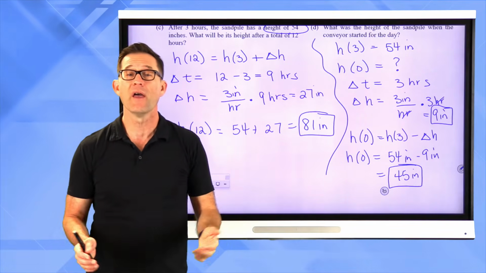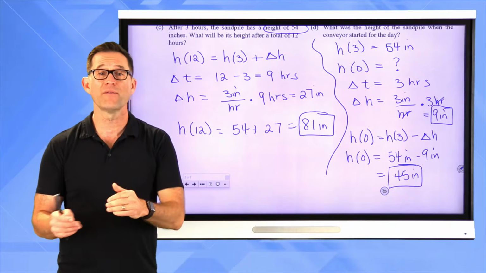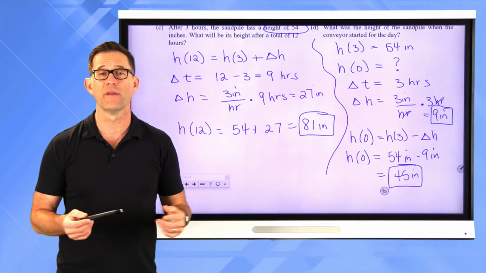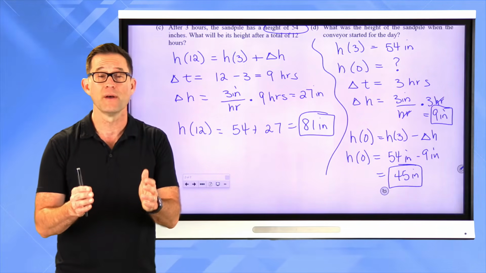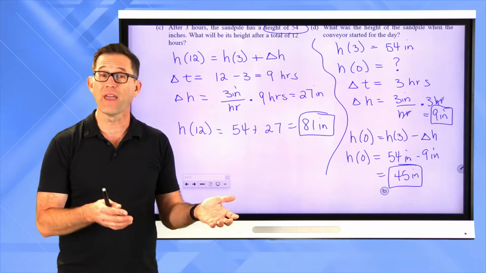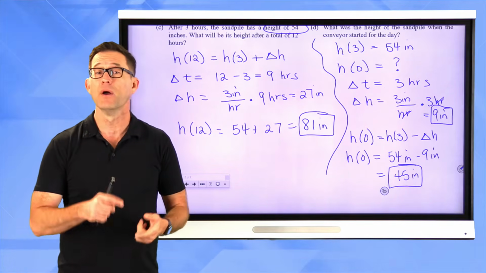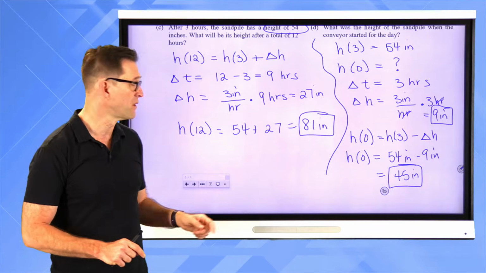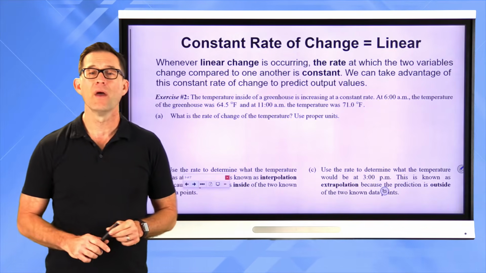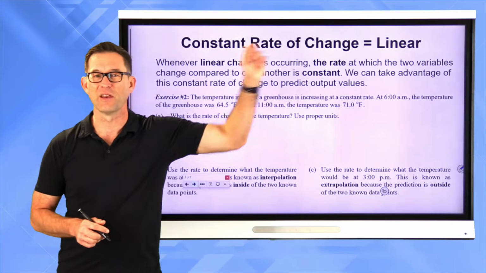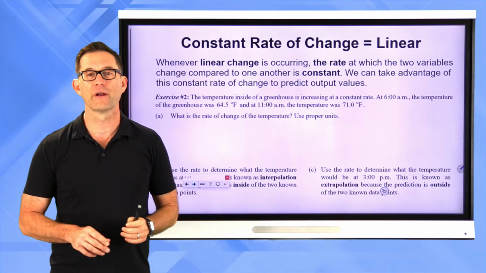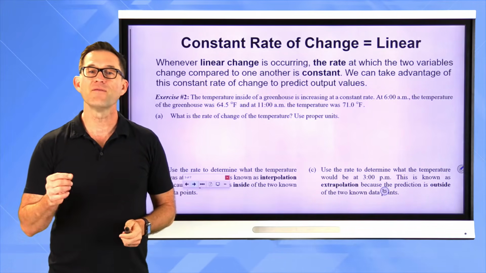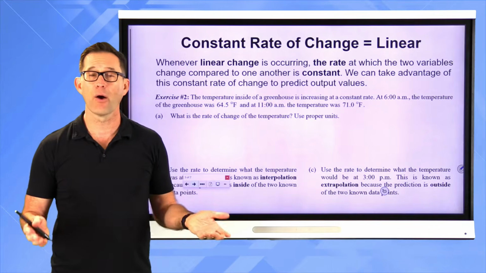Okay, linear change. A constant rate at which one variable is changing compared to the other variable, and most often, the input variable in these situations in real-world problems happens to be time. And then the rate happens to be something per time, per second, per hour, per minute, per year, per day, etc. Let's keep working with linear change. All right, constant rate of change equals linear. Whenever linear change is occurring, the rate at which the two variables change compared to one another is constant. We can take advantage of this constant rate of change to predict output values.